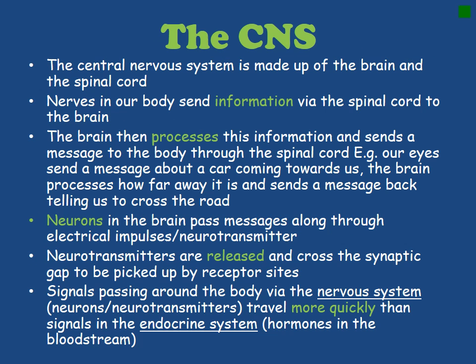So the central nervous system is part of the nervous system, and it allows us to send information via the spinal cord to our brain. The brain will then process this information and send a message to our body. So, for example, our eyes will send a message about a car coming towards us if we're trying to cross a road. The brain will then look and process how far away the car is and send a message back to us telling us whether or not to cross the road.